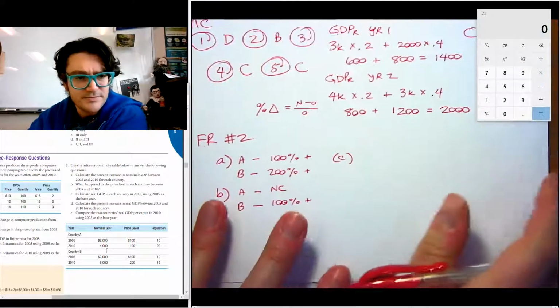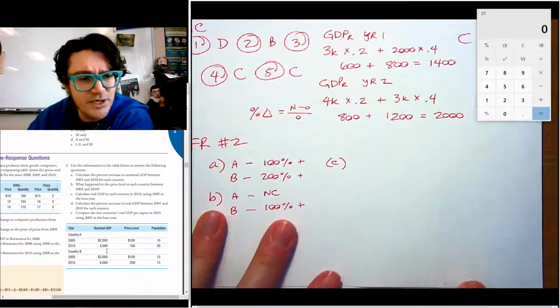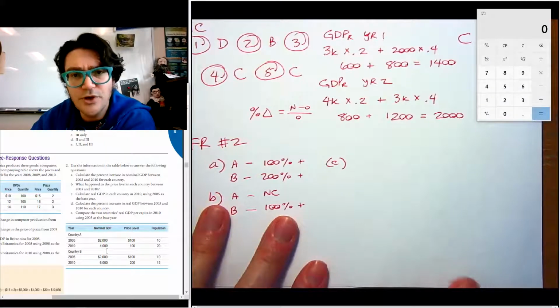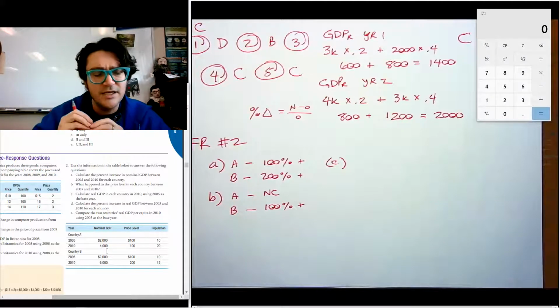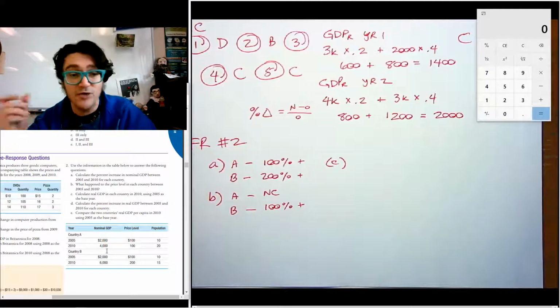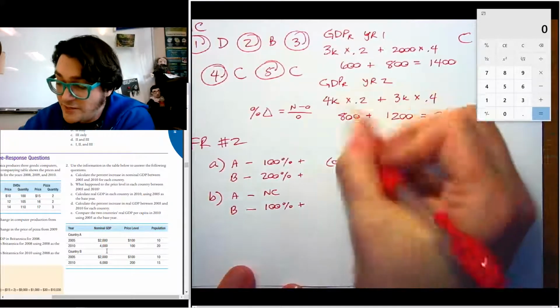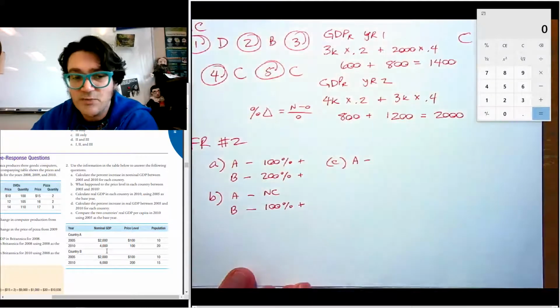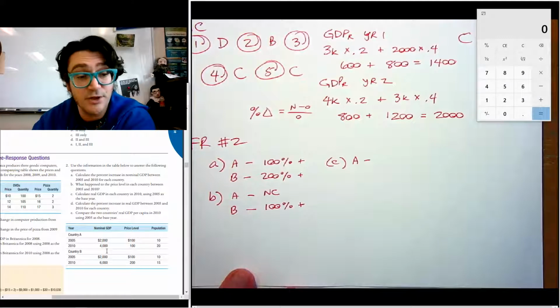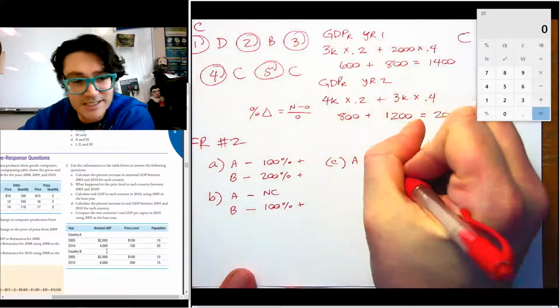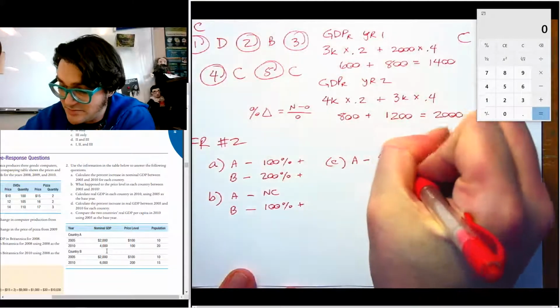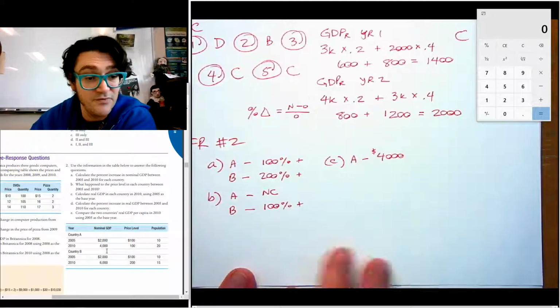So for C, real GDP in each country in 2010. In order to know that, we have to figure out how much output they had and then multiply it by the price in the original year. So we have to figure out the amount of output, and that one's kind of tricky. Now, for country A, because they didn't have a price level change, we know that the nominal is the same as the real for both years because the price level stayed the same. So we can kind of just cheat and say 4,000, because they give us the nominal GDP for that year.